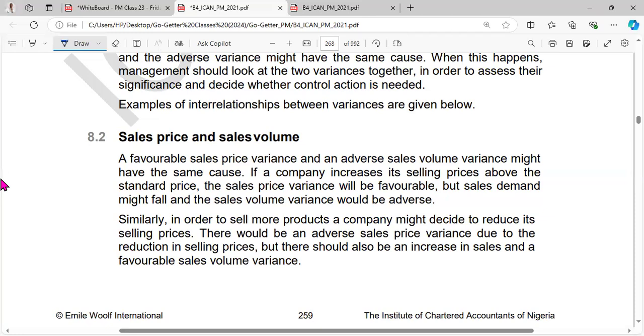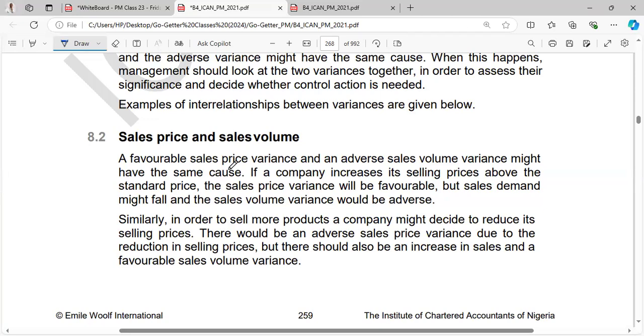Similarly, in order to sell more product, a company might decide to reduce its selling price. So you lower your selling price and you get a sales selling price variance to be adverse. But that will give you a favorable sales volume.